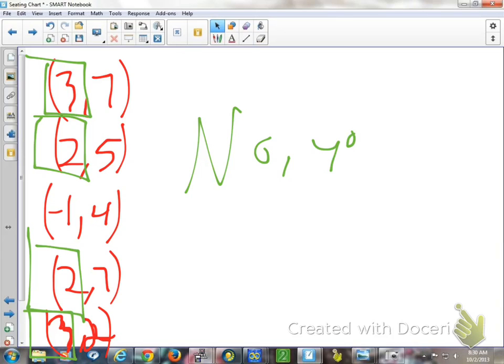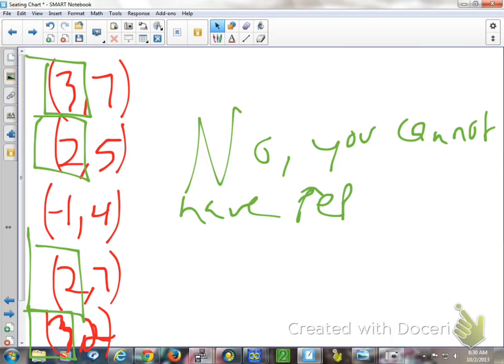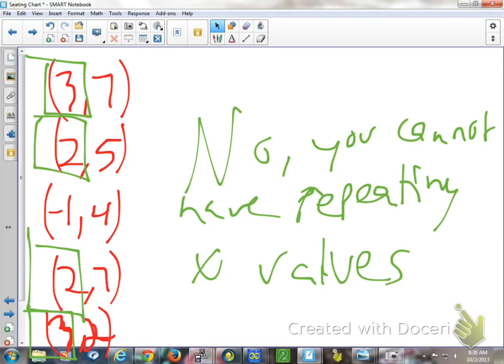You cannot have repeating, well, it's really hard to write on this, X values. I used to teach penmanship. That's a joke. I never taught penmanship. No, you cannot have repeating X values. Questions on that one?